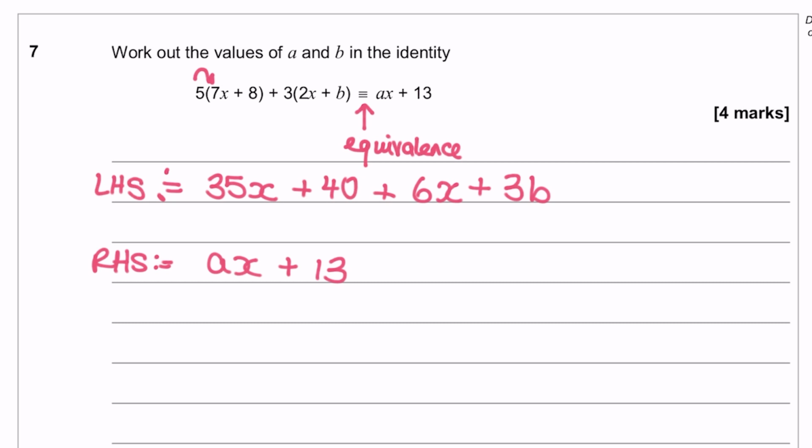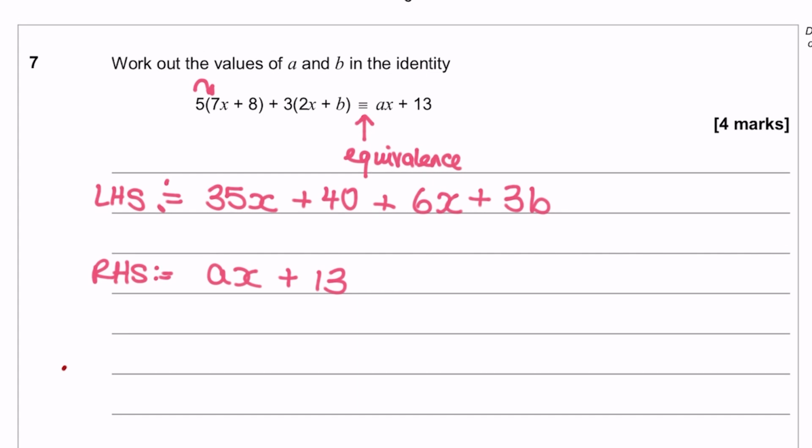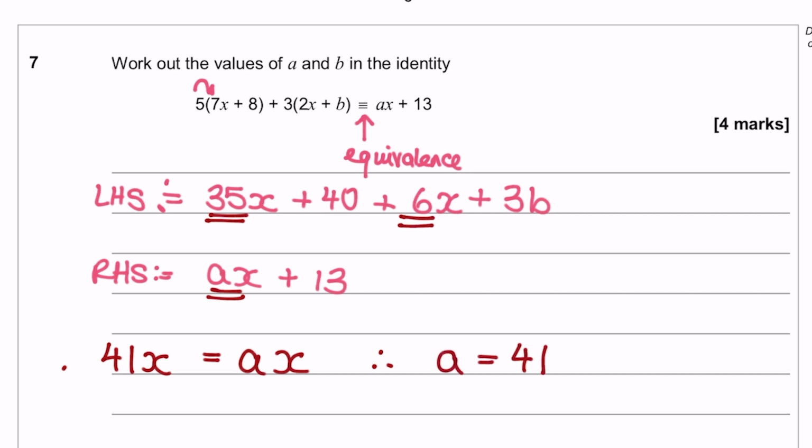So that means the amount of X's on the left-hand side is the same as the amount of X's on the right-hand side. So let's have a look at how many X's we've got. We've got 35 plus 6 on the left-hand side. So altogether, we've got 41 X's. And on the right-hand side, we've got A lots of X's. So this tells us straight away that A must be 41.